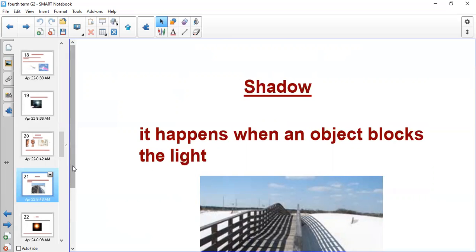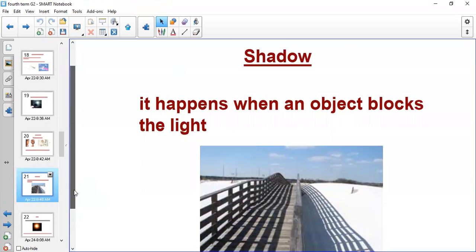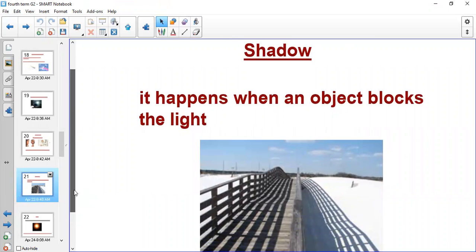So a shadow happens when an object blocks the light. When an object stands in front of the light and blocks it, you'll see a shadow. Okay, so shadow happens when an object blocks the light. We can see our shadow in the morning, in the afternoon, and at night, if we have light, but of course we will not have the sunlight. We will have a light that we get from the bulb. So you will see your shadow when something stands in front of this light and blocks it. We will have a shadow.